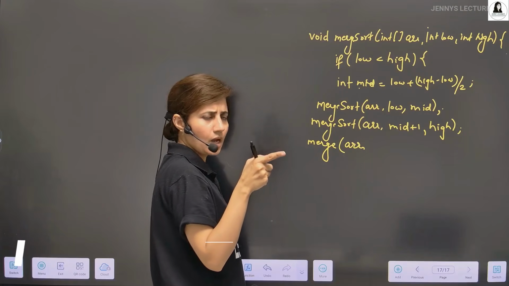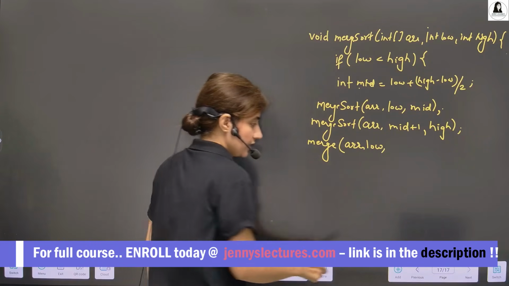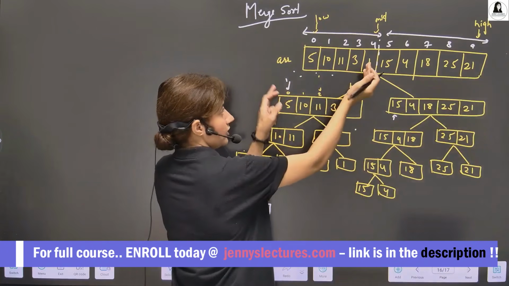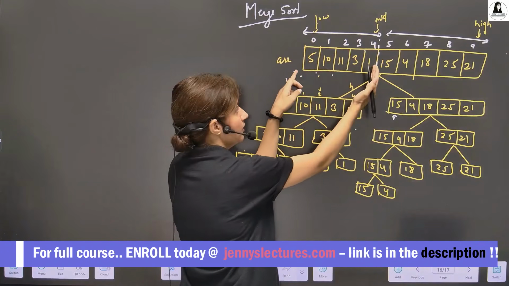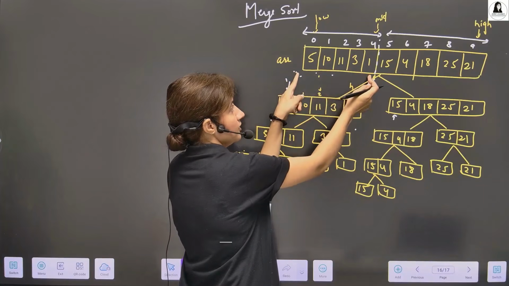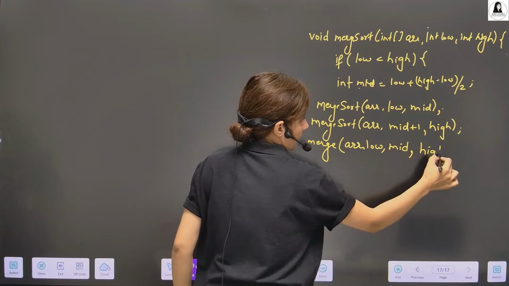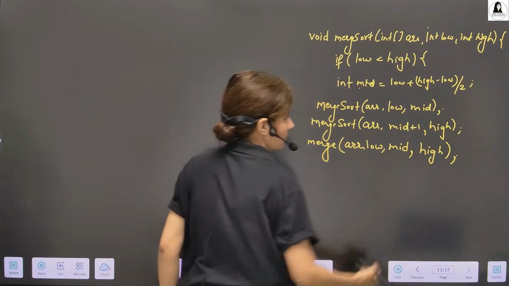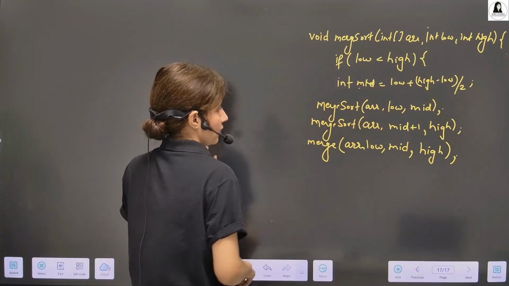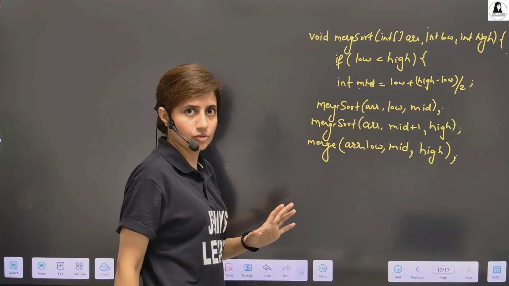Array, low. First list is, we divide, suppose this list. So we merge this and this, suppose this and this. Previously we have seen. So the list is from low to mid. And this, second list is mid to high. So we pass only low, then mid, then high, and array to merge.